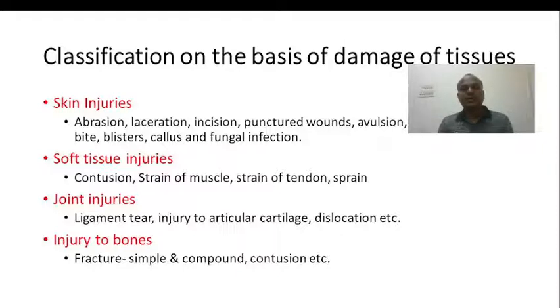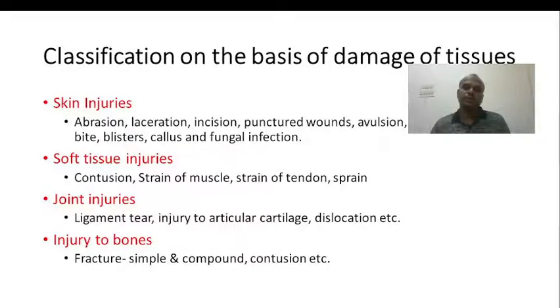The articular cartilages are nothing but the soft structures at the ends of a long bone. So when these articular cartilages are forced to work beyond their limitations, the articular cartilage may get injured. And there are dislocations. Dislocation is nothing but displacement of the bones within a joint.